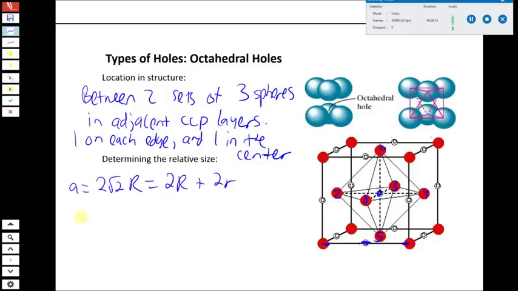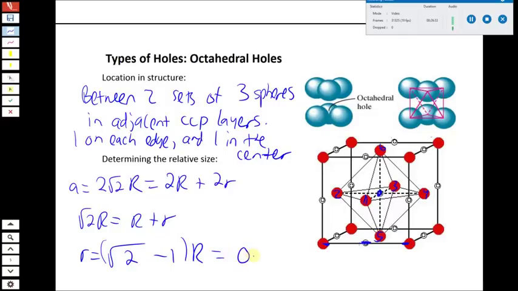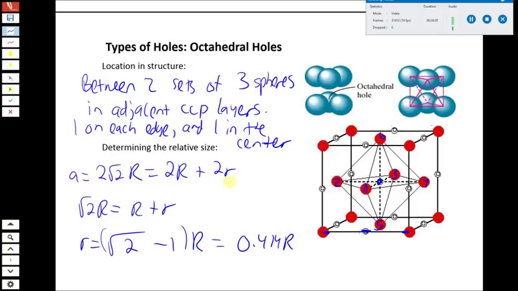So when we simplify this, we get radical 2 times big R equals big R plus little r, and then we solve for the radius of the little one, which is radical 2 minus 1 times the large radius, which is 0.414. So we derived last time that the tetrahedral holes was 0.225 times the large radius. This one is 0.414 times the large radius, so an octahedral hole is larger than a tetrahedral hole.